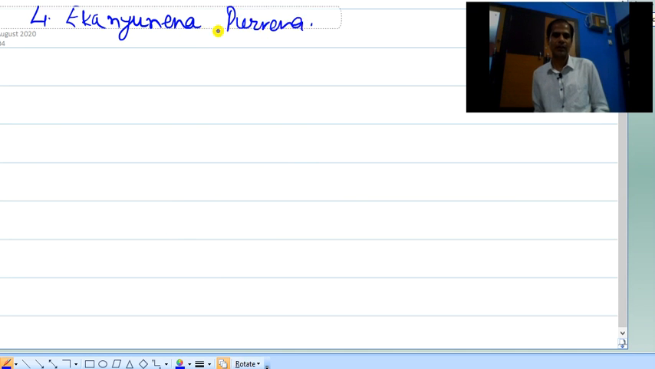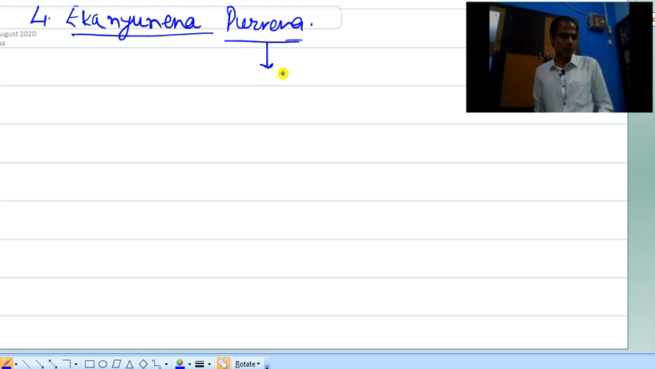Again, the meaning of Purvand is the digit that comes before the required digit, and Eka Nunend means one less. So a table is given on page number 28. So I am taking the numbers from the first table on page number 28. The number is 15.